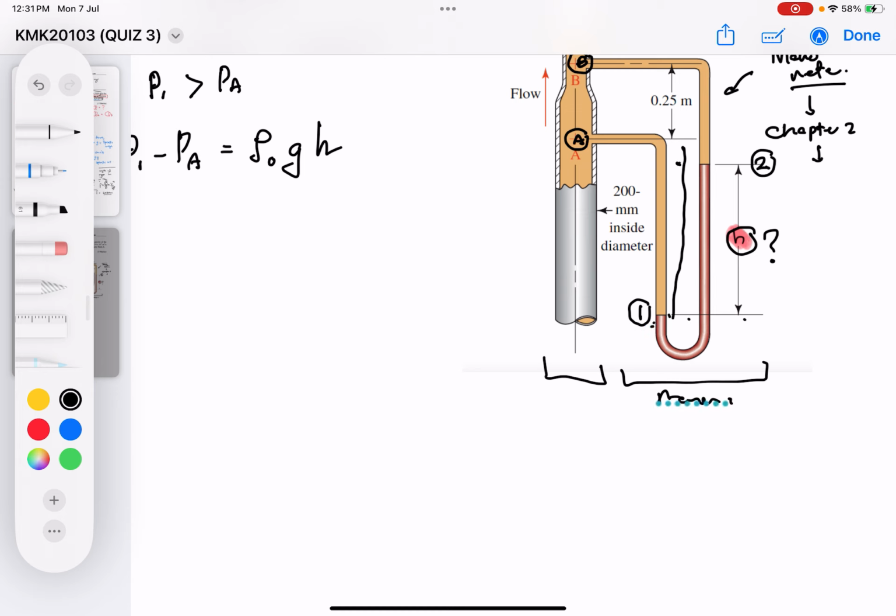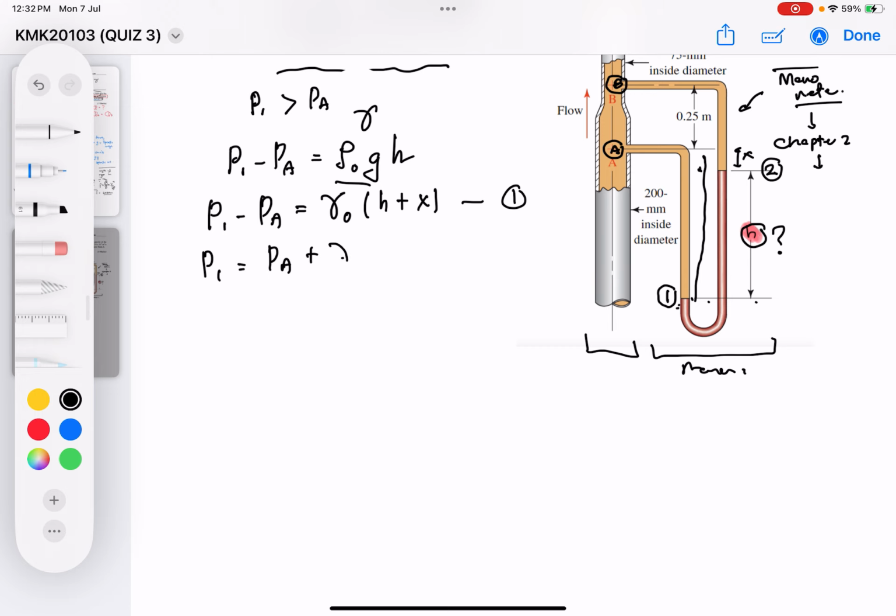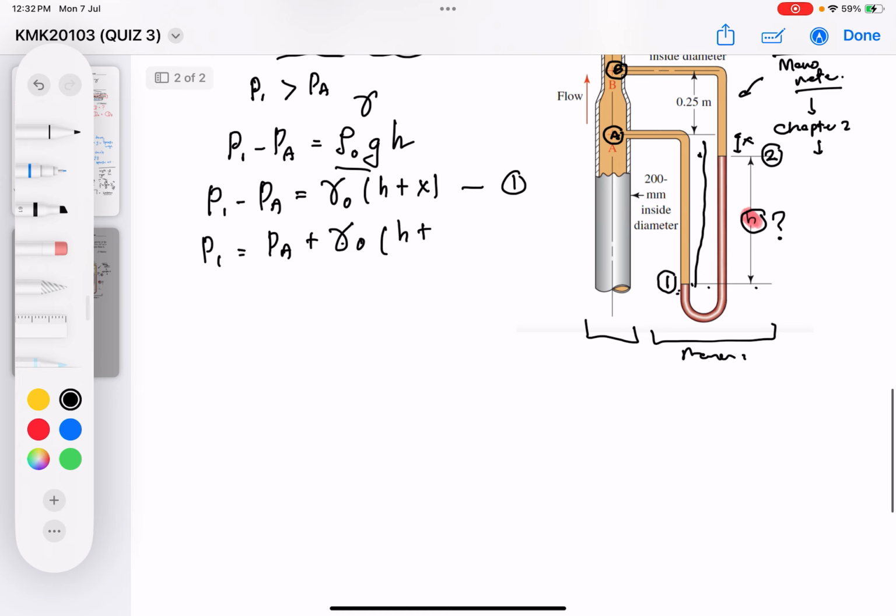See, from here to here was h. Let's say this one is a y, it's an x. H plus x. So now I'm going to say that P1 minus PA equals rho multiplied by g, let's use gamma, gamma of the oil multiplied by h plus x. This is going to be my first equation, or I can rearrange it to make it nicer: P1 equals PA plus gamma of the oil times (h plus x). This is going to be my equation number 1.